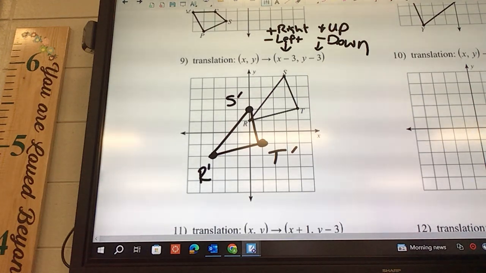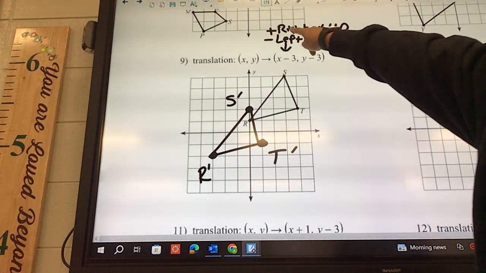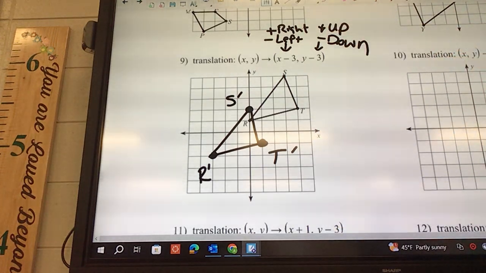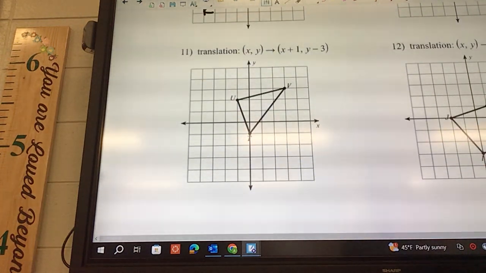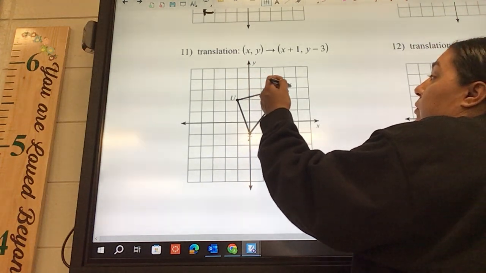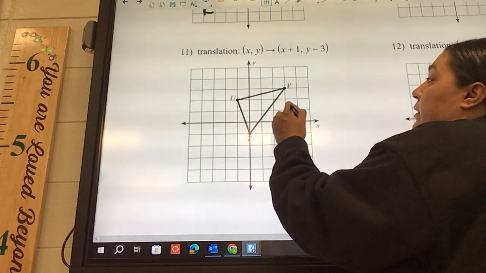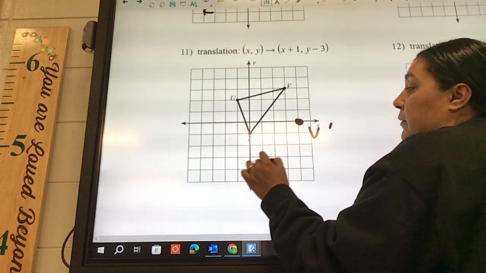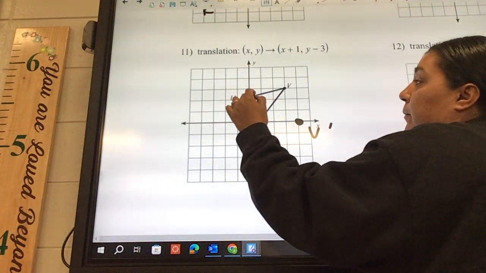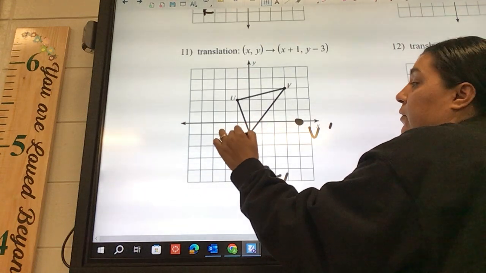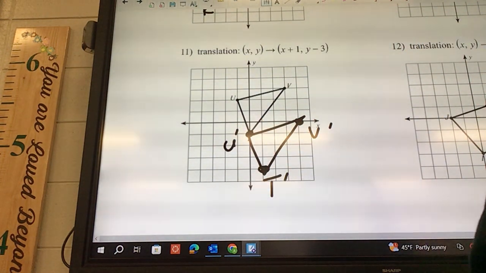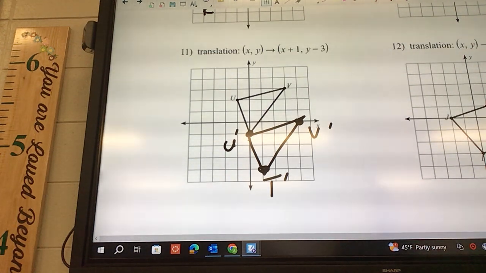Okay, 11 says +1 and a -3. So plus is gonna go to the right one. A -3 is gonna go down 3. So right 1, down 3. So right 1 and then 1, 2, 3, down 3. So it's gonna be V prime. Right 1, 1, 2, 3. T prime. And U prime. Okay, we got 6 left.